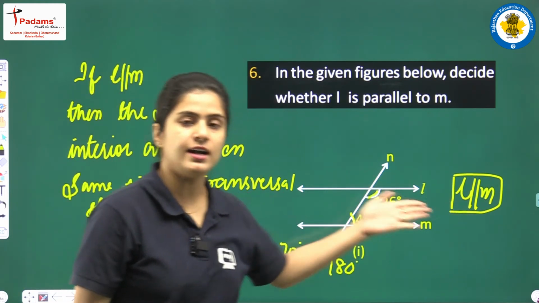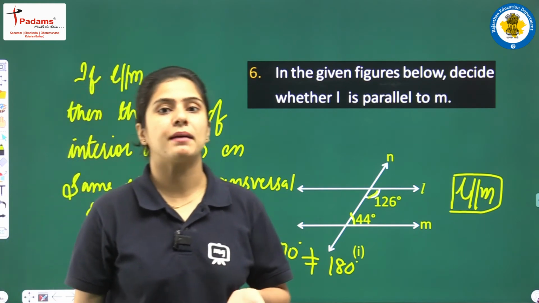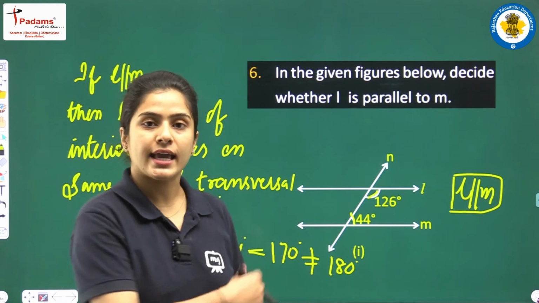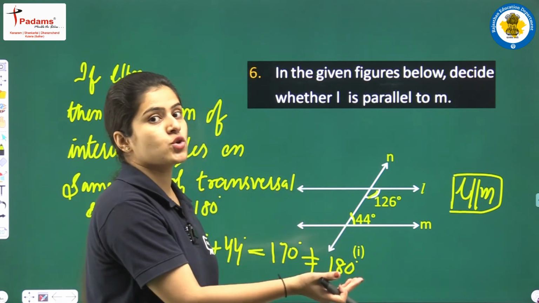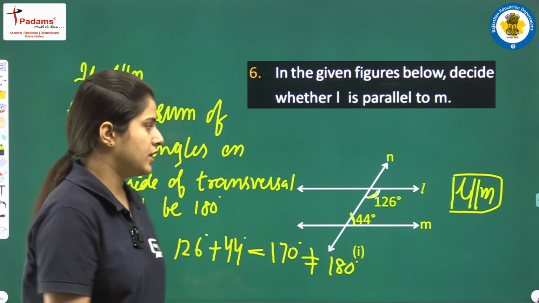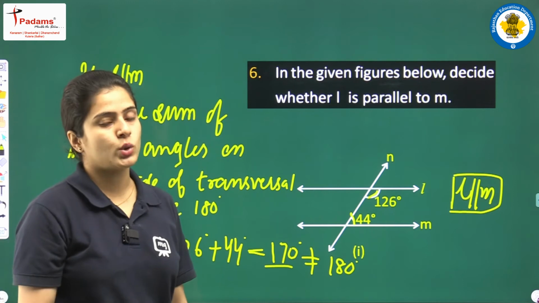parallel, the sum of these two angles should be 180 degrees, because हमें पता है कि अगर lines parallel होंगी तो फिर जो एक ही साइड के अंदर ट्रांसवर्सल के अंदर जो इंटीरियर एंगल्स होंगे उनका जो सम होगा वो 180 डिग्री होगा, जबकि इन दोनों एंगल्स का सम क्या आ रहा है 170 डिग्री, जो कि 180 नहीं है.